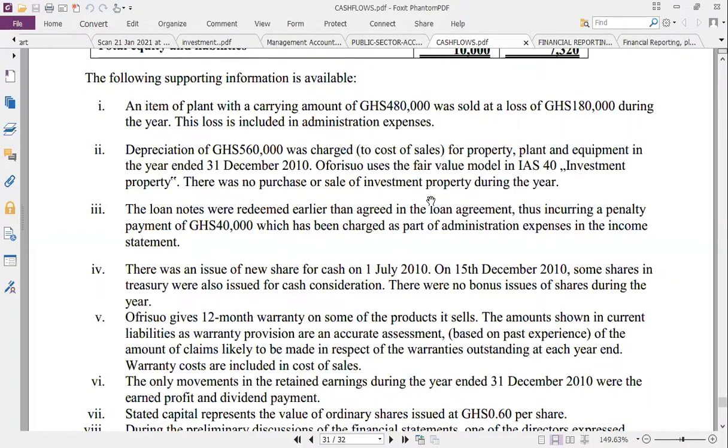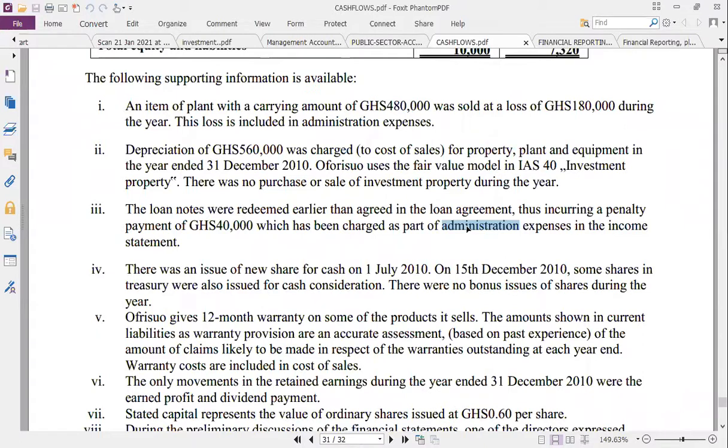This is a transaction cost to what? To that of the loan note. So this is a clear example of what? Financing activity, not operating activity. It's in admin. Once they've added it to admin, it means they have treated it as what? As operating activity, which is not true. Because if they were not going for a loan or finance, they would not pay this penalty of 40,000. So it relates to what? Financing activity, not operating activity. So what do you do? Reverse it and send it to financing activity.